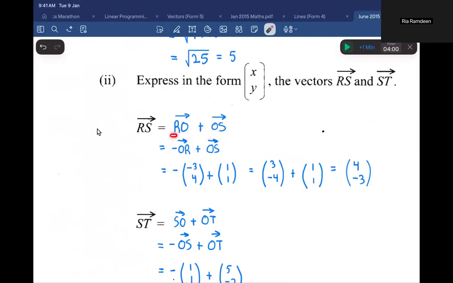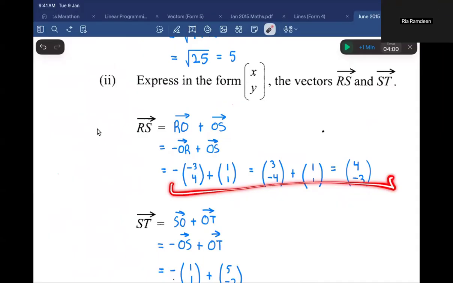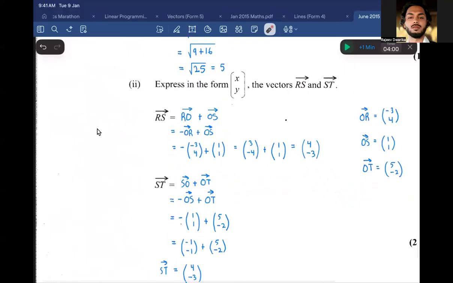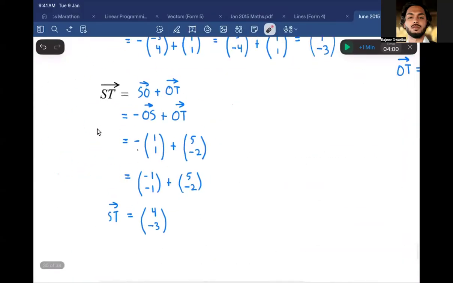RO is, of course, just negative OR. And you simplify this. Let me know if you're okay, I really want to make sure they understand this. If you got this in an exam, you're going to get your full marks. And ST is the same process. So I trust I understand that.